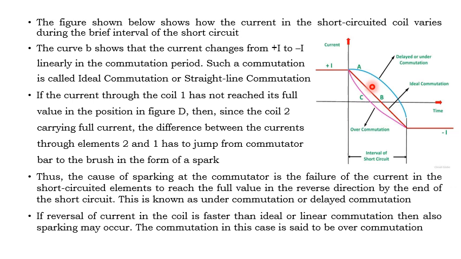Now in some cases there will be a faster rate of current reversal than in the ideal or linear commutation. Then also there will be sparking produced. Such type of commutation is called over commutation. Here the figure C shows the over commutation. These are the three modes of commutation you can observe: delayed or under commutation, ideal commutation, then over commutation.